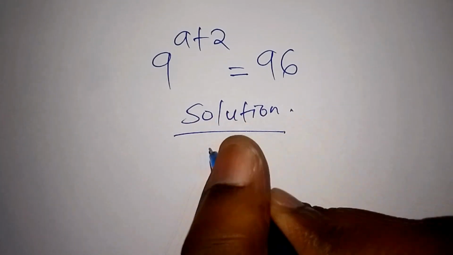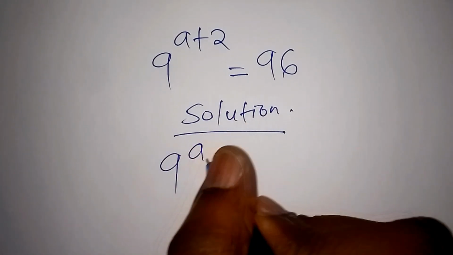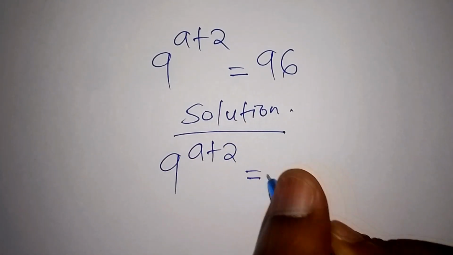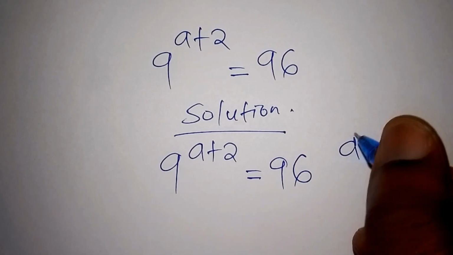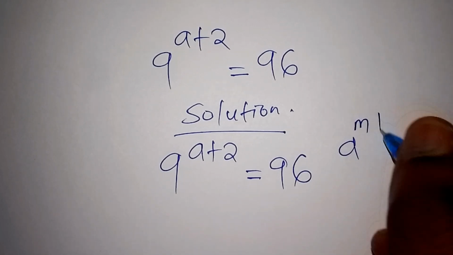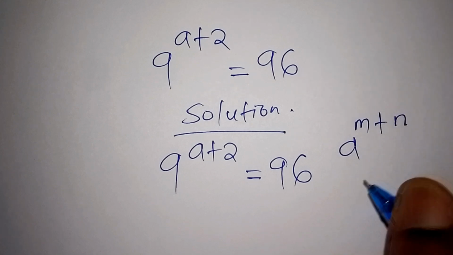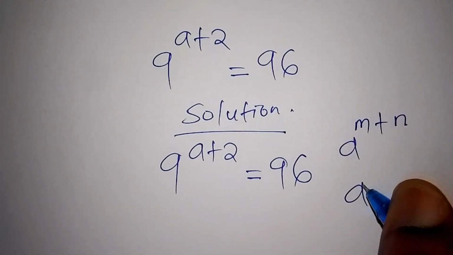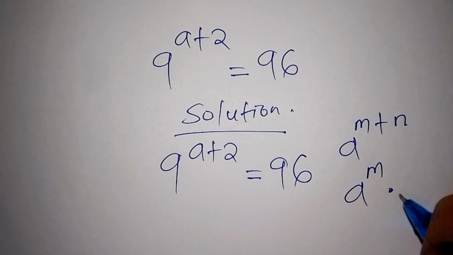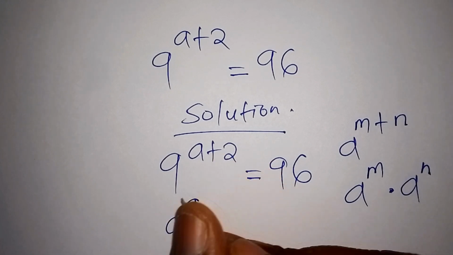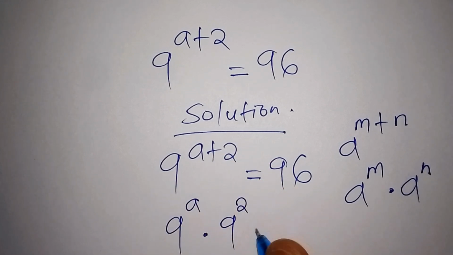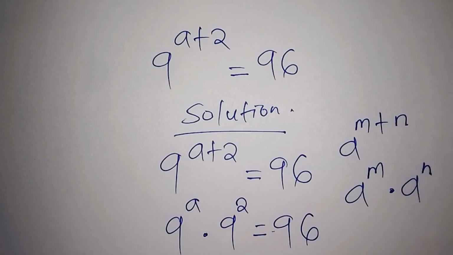On the solution, we have 9 to the power of a plus 2 is equal to 96. Before we work out the solution, when you have a to the power of m plus n, it shall now be a to the power of m multiplied by a to the power of n. Similarly, here we shall have 9 to the power of a, then multiply by 9 to the power of 2, is equal to 96.